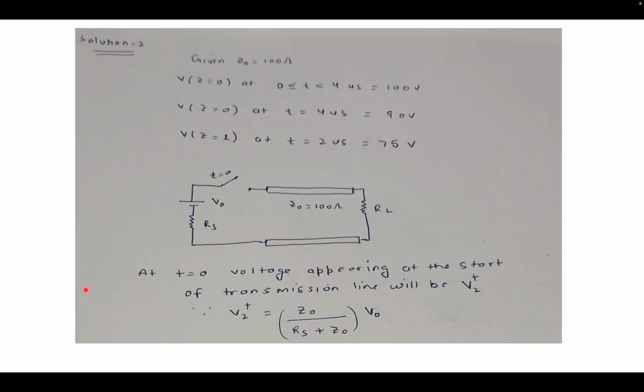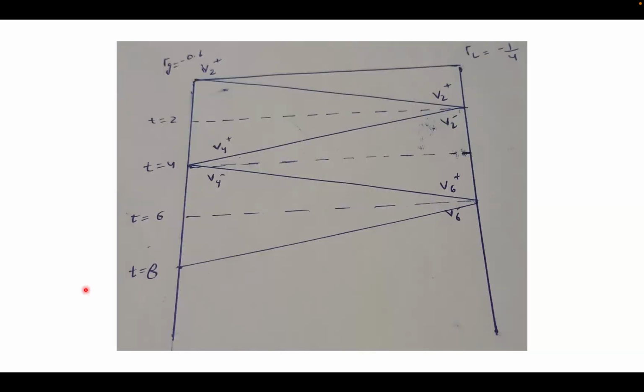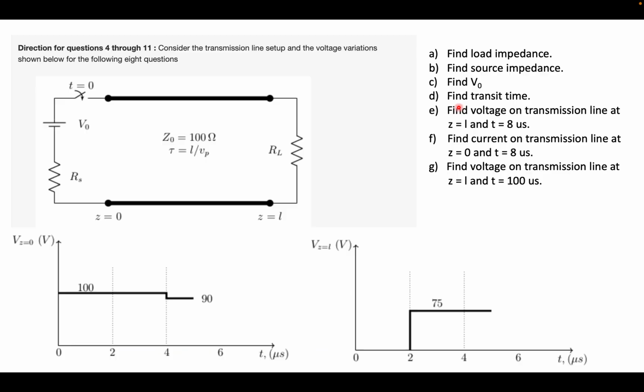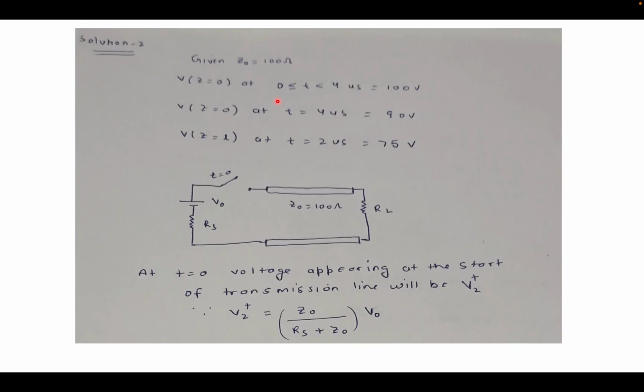Yeah. So now you can actually draw the bounce diagram, right? Here I have taken many transit times. At t equal to 0, let us take the voltage value as V2 plus, okay? The same thing will reach the other end at t equal to 2 microsecond, because the transit time of this circuit is 2 microsecond. This is clear from the plots, because the voltage takes 2 microsecond to appear at the other end. So basically from this you can say the transit time is 2 microseconds.